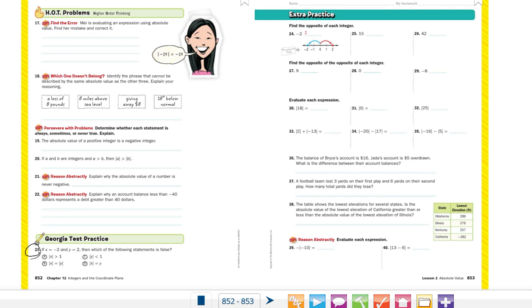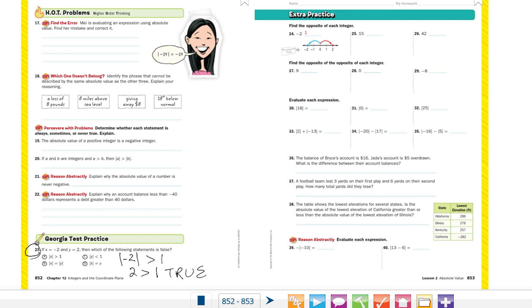Okay, so on 852, if x is negative 2 and y is 2, which of the following statements is false? And it is about absolute value. Okay, the absolute value of x is greater than 1. The absolute value of x, if x is negative 2, then the absolute value of negative 2 is greater than 1. 2 is greater than 1. That is true.